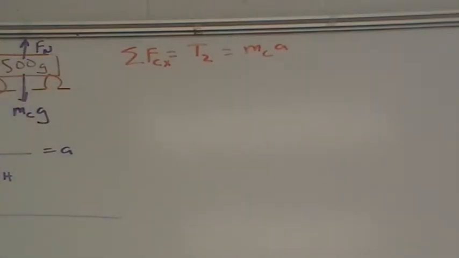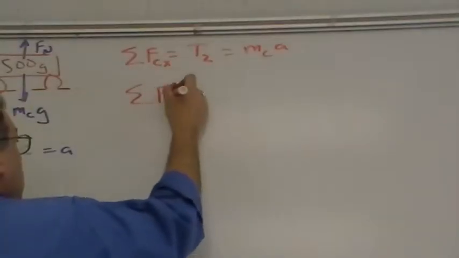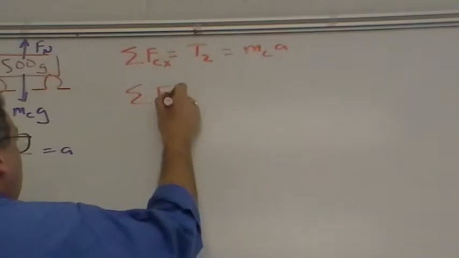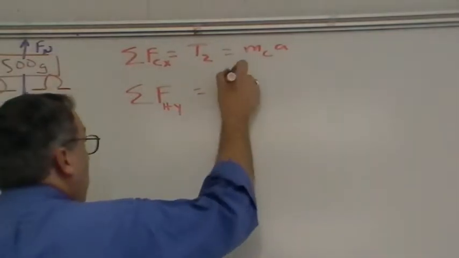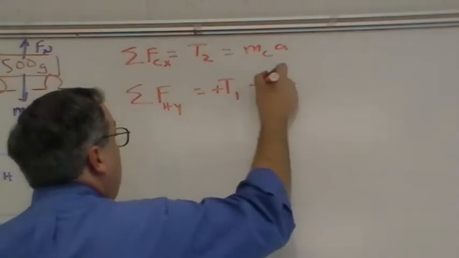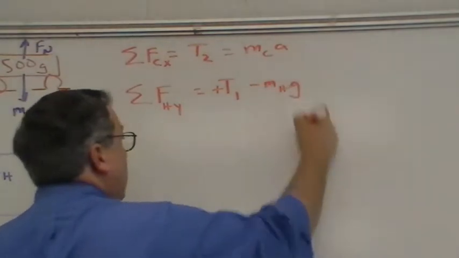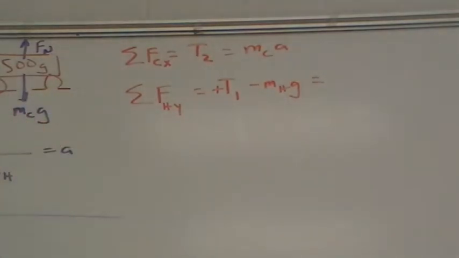No. The only thing you know is there's mass. Keep going. Sum the forces for the hanging mass in the y direction. What do you see? I see T1 going up and minus the hanging weight going down. Those are the only two. What are they equal?